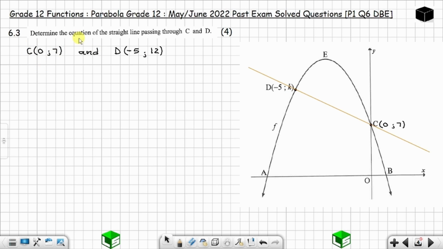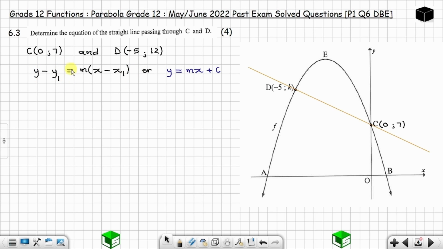To get the equation of the straight line, you can use this formula, which is known as the point slope form, or you can use this formula, which is known as the slope intercept form. You can use either formula, and either will give you the correct answer. In this video, I'm going to use this formula.